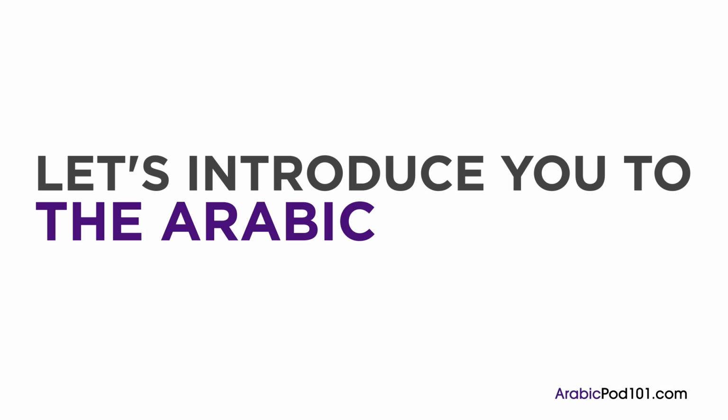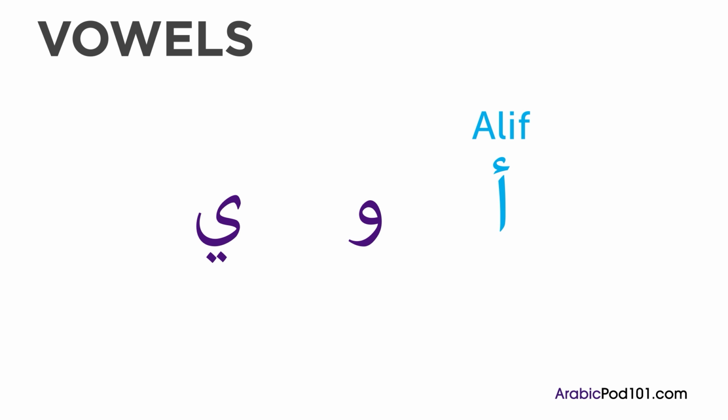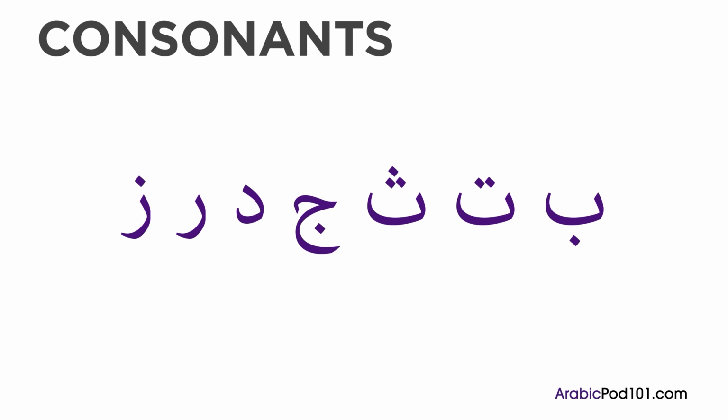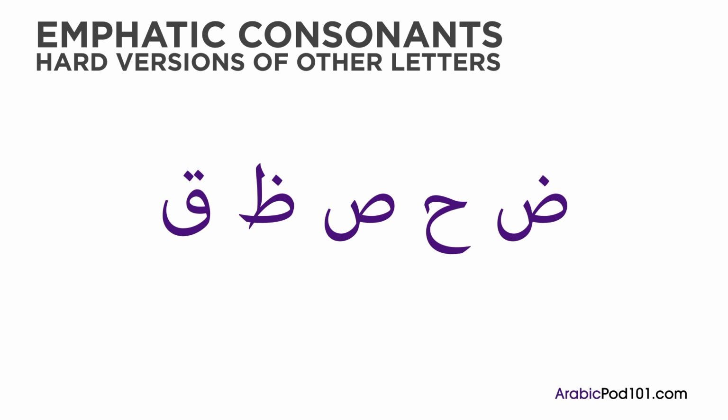First, let's introduce you to the Arabic alphabet. The Arabic alphabet consists of 28 letters. There are 3 vowels: Alif, Waw, Ya. The rest are consonants: Ba, Ta, Tha, Jim, Dal, Ra, Za, and so on. 5 consonant letters are emphatic or hard versions of other letters. They're pronounced deeper in the throat. Dad, Ha, Sad, Dha, Kaf.